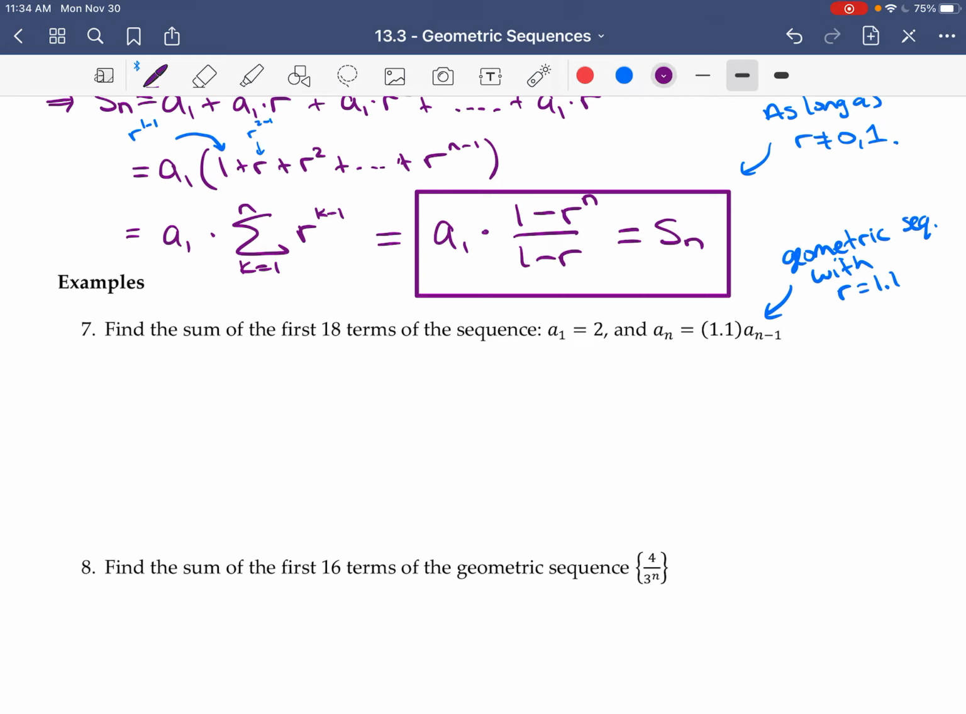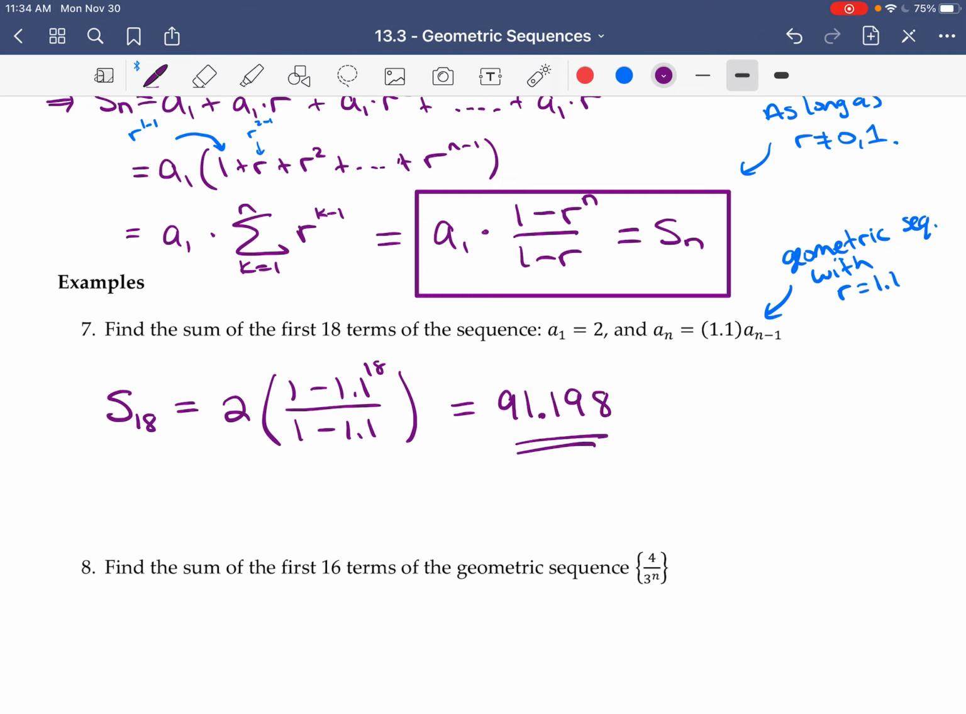So that means that we're trying to find S18. Okay, so it's going to be A1, which is 2, times 1 minus 1.1 to the 18 over 1 minus 1.1. And if you compute that, you get 91.198 as your sum.